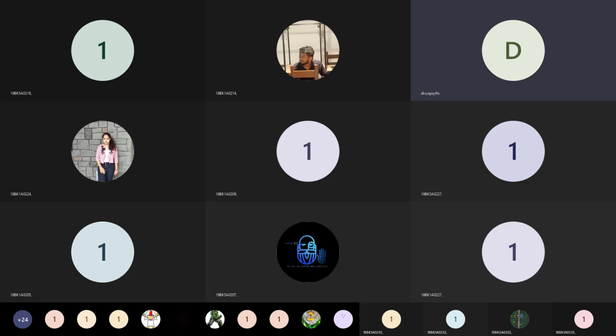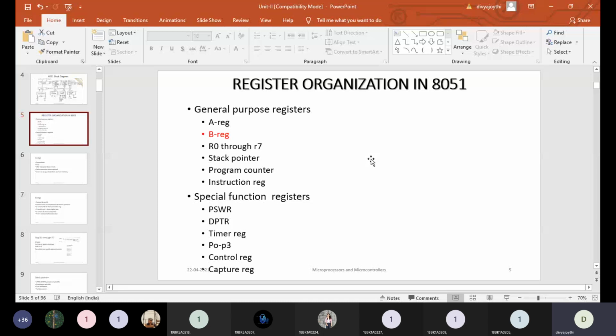So now let's look into the register organization in the 8051 microcontroller. If we recall, the 8086 microprocessor has so many registers, and all those registers have been grouped into four types, like data registers, general purpose registers, segment registers, and flag registers.